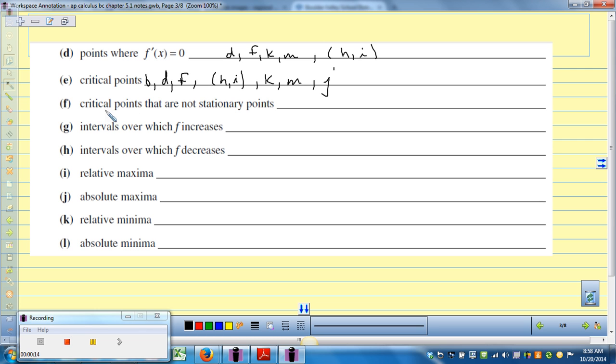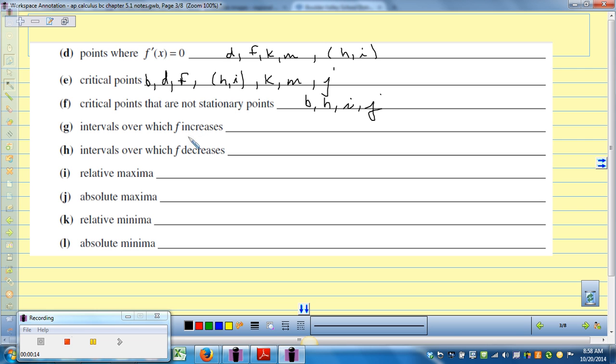All right, F. I'm on F now. Critical points that are not stationary points. Landon, you have that one. B, H, I, J. B, H, I, and J. Good.